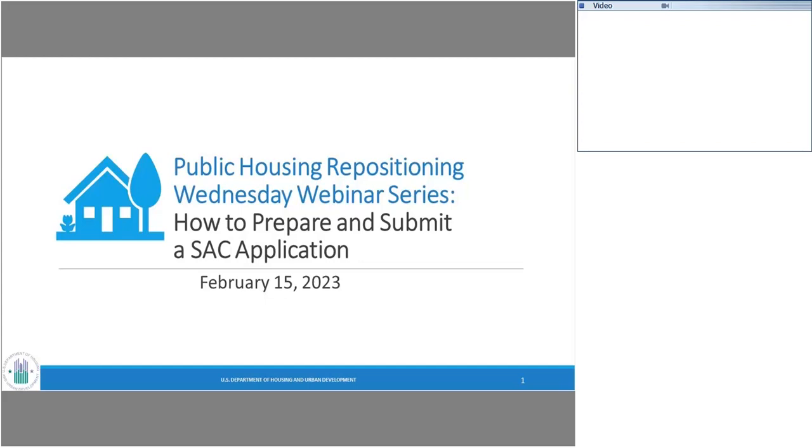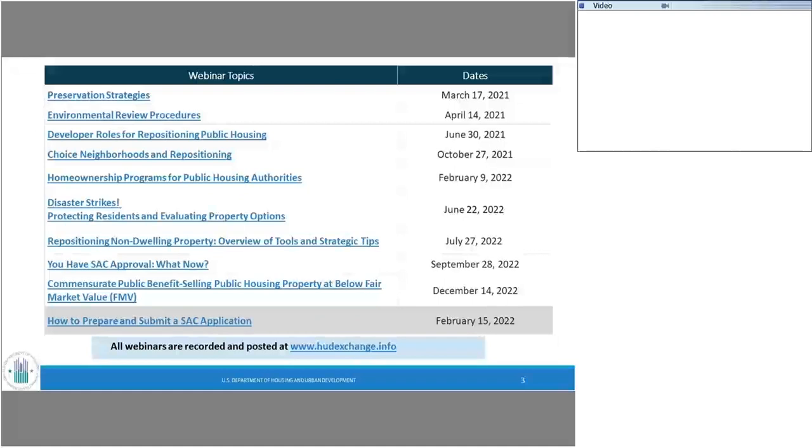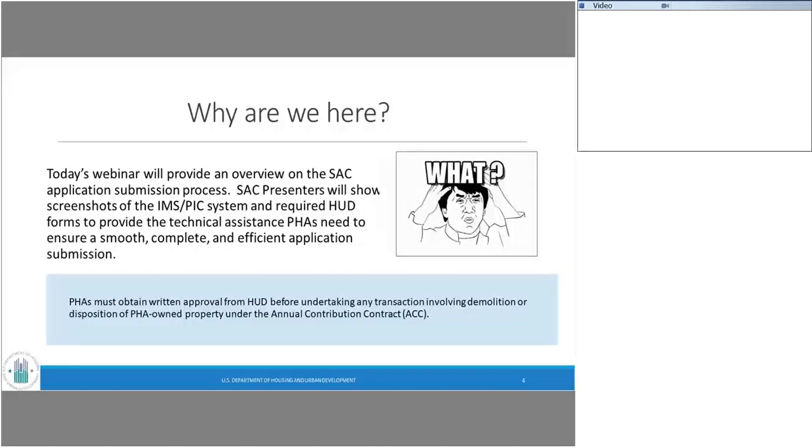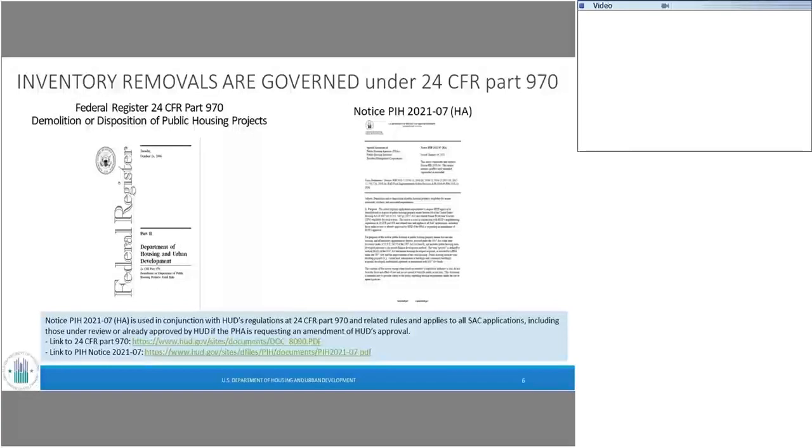So I'm going to turn it over to Arona at this point to start with the inventory removals and what they're governed by. Good afternoon. Thank you, Jane. Good afternoon, everyone. Inventory removals are governed under 24 CFR Part 970 in conjunction with PIH Notice 2021-7. All inventory removals must be submitted via the PIH Inventory Management System, PIH Information Center, IMS PIC, as we usually call it, PIC. So going forward, we're just going to say PIC.